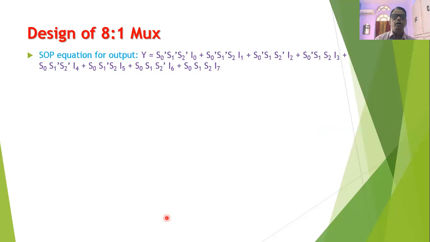Now we can write the SOP equation. According to the truth table, Y is equal to S0 dash, S1 dash, S2 dash into I0, where dash indicates the complement of S0, S1 and S2, plus S0 dash, S1 dash into S2 into I1, plus S0 dash, S1 into S2 dash into I2, plus S0 dash, S1 into S2 into I3. In this way, according to the truth table, you will find that our final term will be S0, S1, S2 into I7.